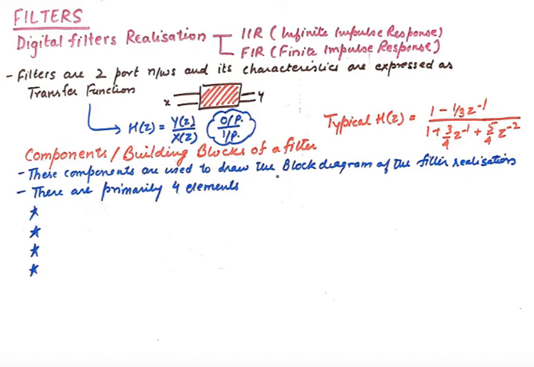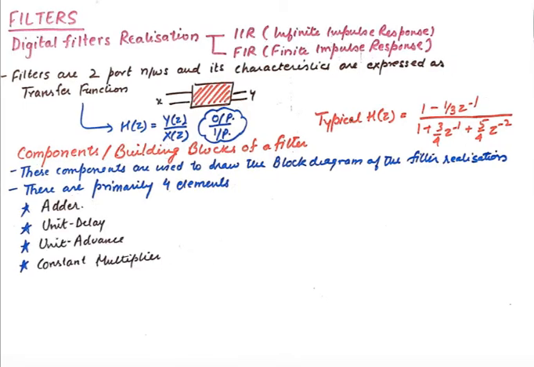So there are primarily 4 elements which are involved in the building or designing of a filter. And what are they? The first one is an adder block. Then we have a unit delay. Then we have unit advance, and finally a constant multiplier. Any filter design that you see, that could be the direct form 1, direct form 2, cascade, parallel, lattice, ladder, all those filter designs will have these components for sure. So these are like the building blocks of a logic circuit.